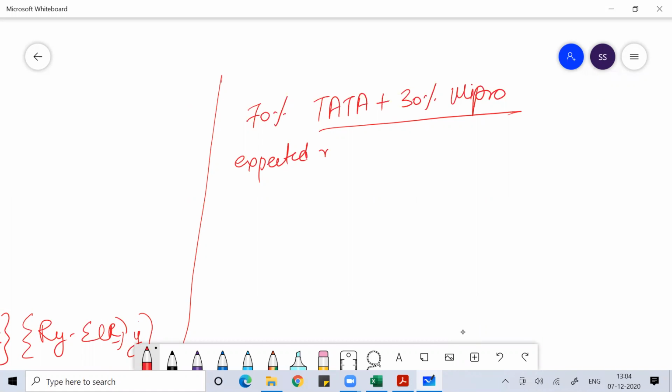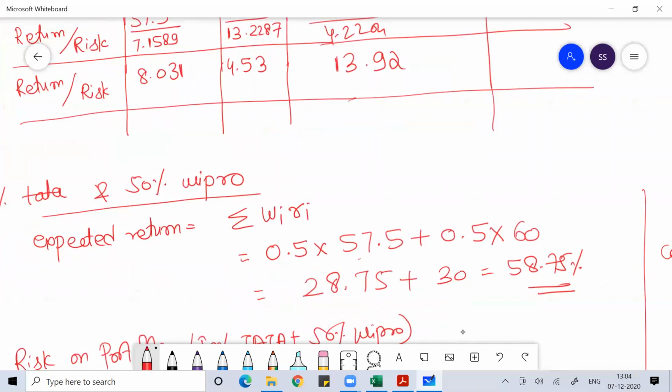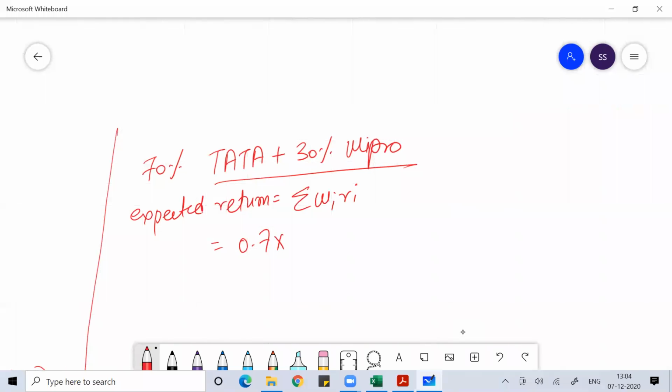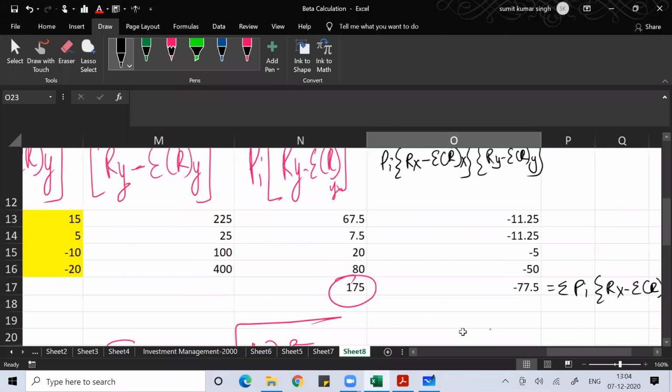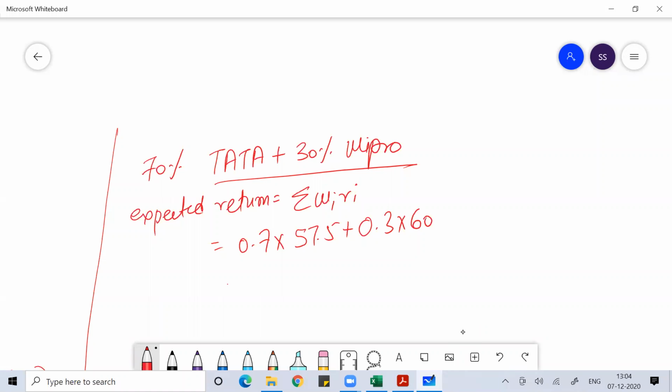My expected return is the same formula, summation WI into RI. So 0.7 into the return on Tata, 57.5, and 0.3 into 60, the Wipro return. I was just reconfirming, the Wipro return is 60. So 70%, 7 times 5 is 35, 7 times 7 is 49, 52, 5 carry means 50. Check me if any mistake.